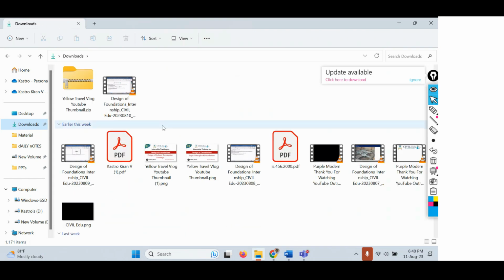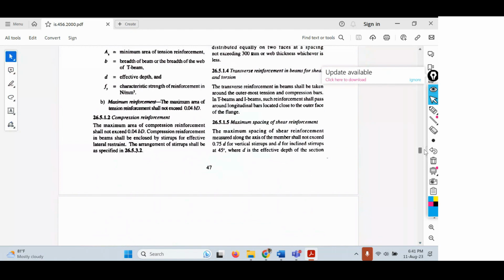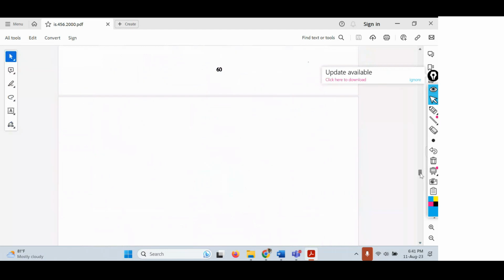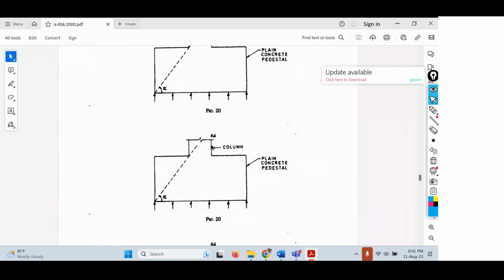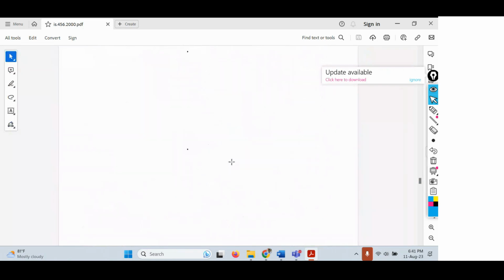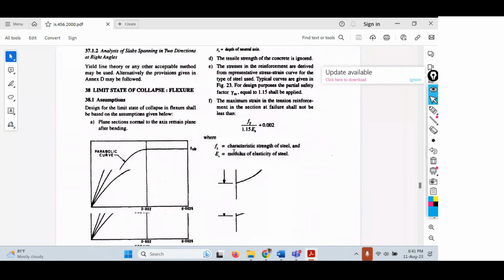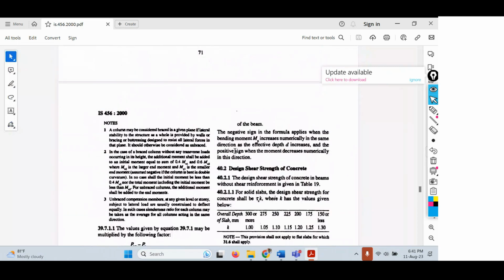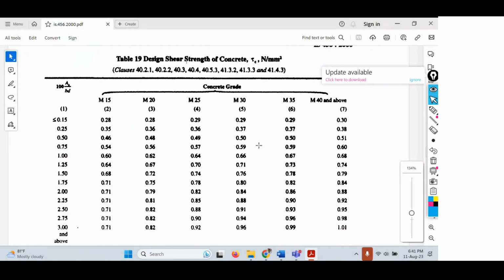I'll just share my screen with IS 456. I hope you are able to see the IS code book. Let me go to table 19 of IS 456 2000 so that we can calculate the tau c value. Yeah, this one. I hope you are able to see this table 19.